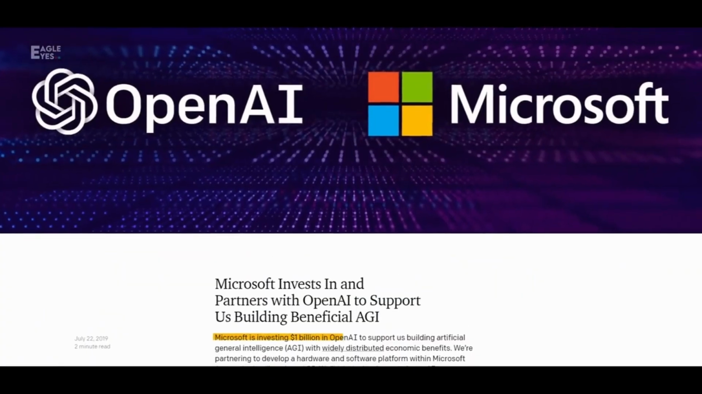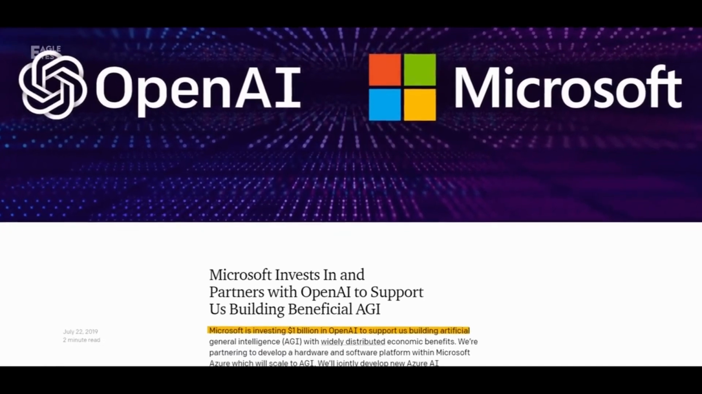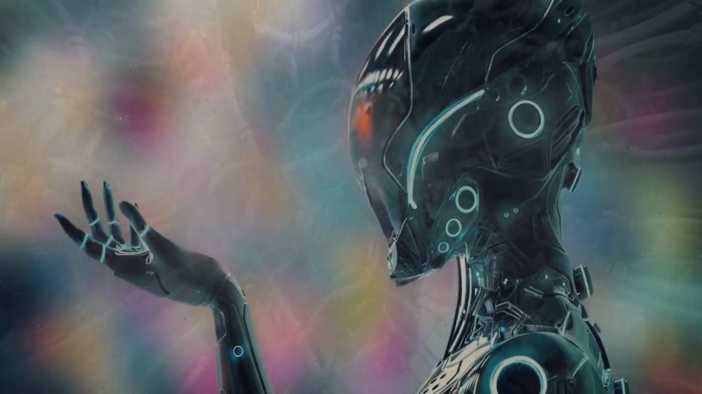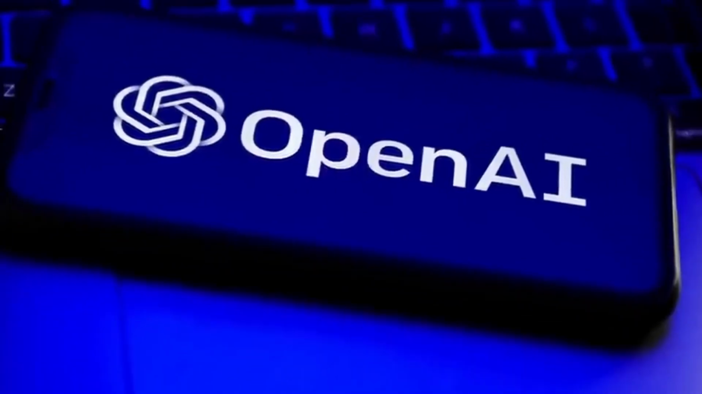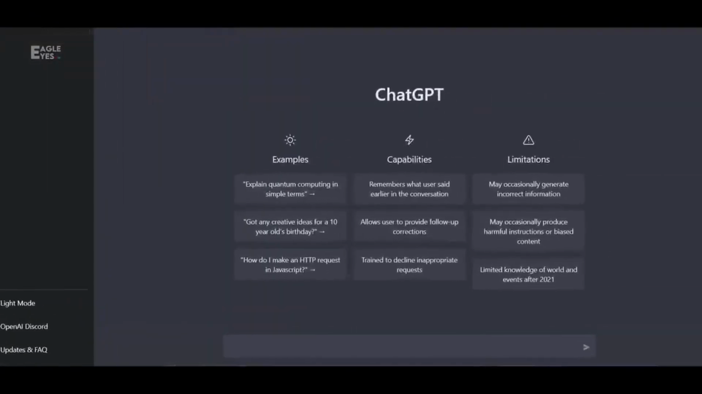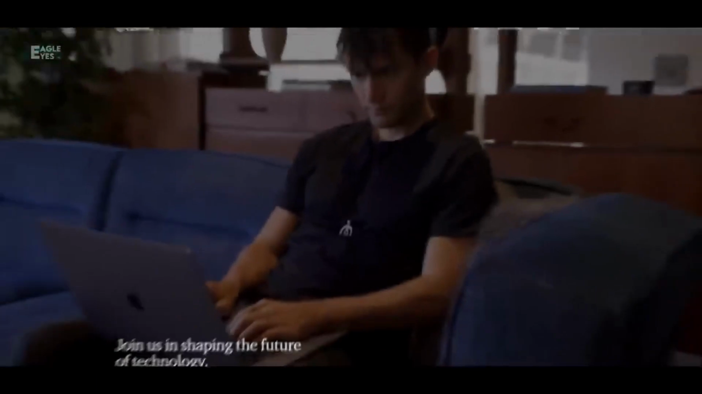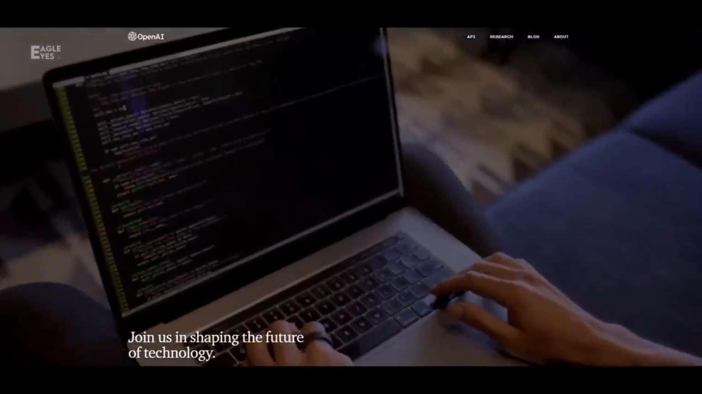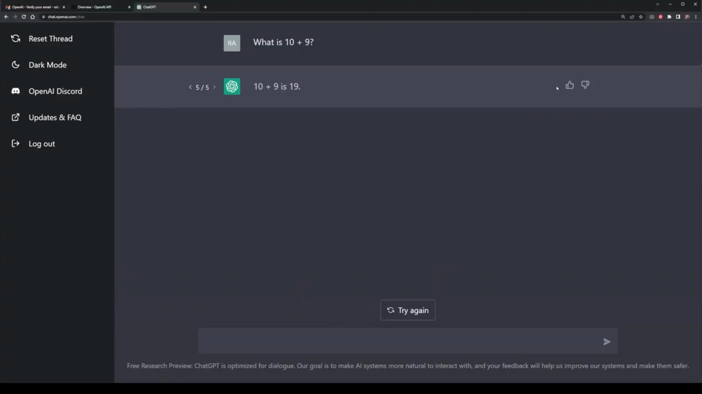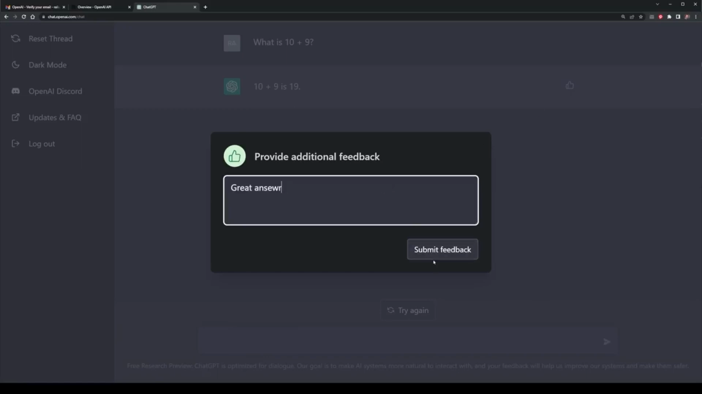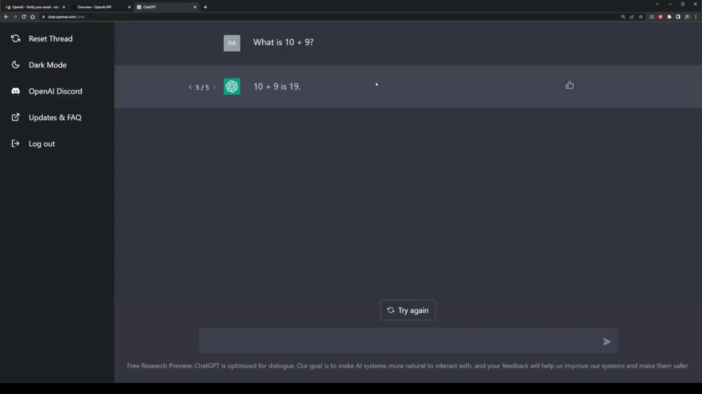The models were trained in collaboration with Microsoft on their Azure supercomputing infrastructure. In addition, OpenAI continues to gather data from ChatGPT users that could be used to further train and fine-tune ChatGPT. Users are allowed to upvote or downvote the responses they receive from ChatGPT. Upon upvoting or downvoting, they can also fill out a text field with additional feedback.